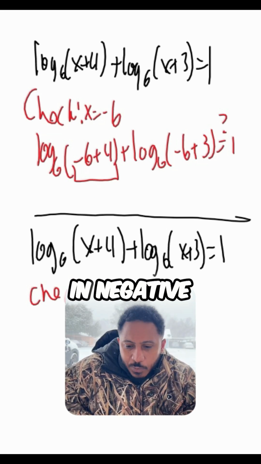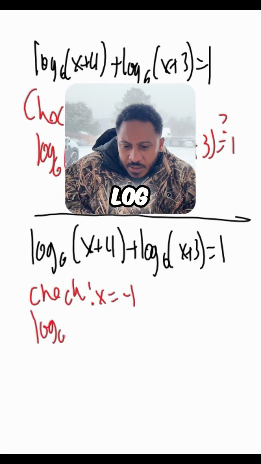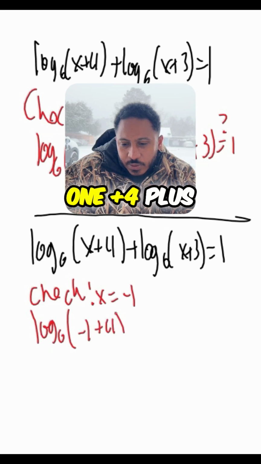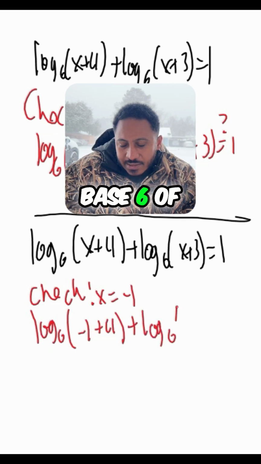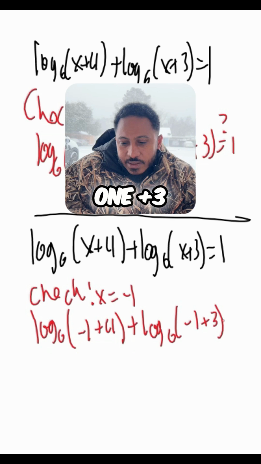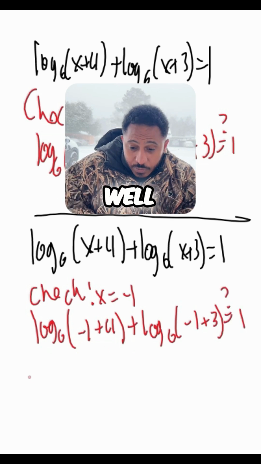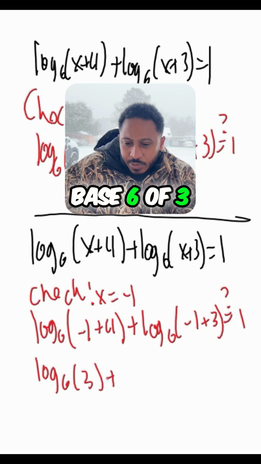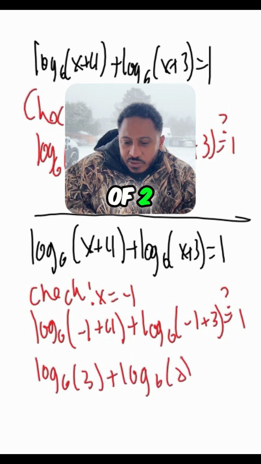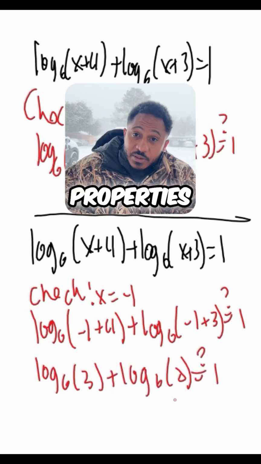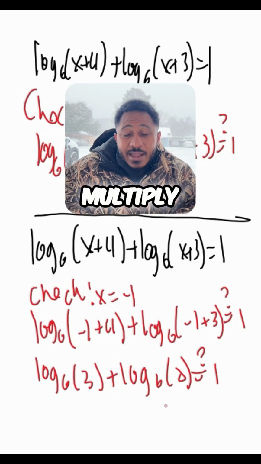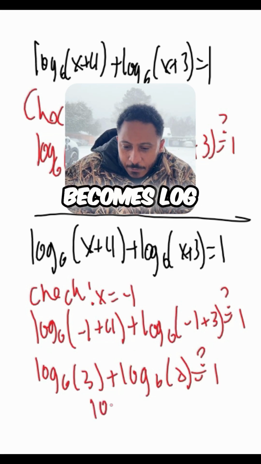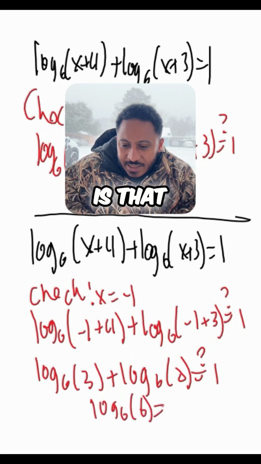Whereas if we're plugging in negative 1, we get log base 6 of (negative 1 plus 4) plus log base 6 of (negative 1 plus 3). Is that equal to 1? Well, our arguments now become log base 6 of 3 plus log base 6 of 2. Is that equal to 1? Remember, one of the properties of logs, they have the same base, we can multiply their insides, right? So this becomes log base 6 of 6. Is that equal to 1?